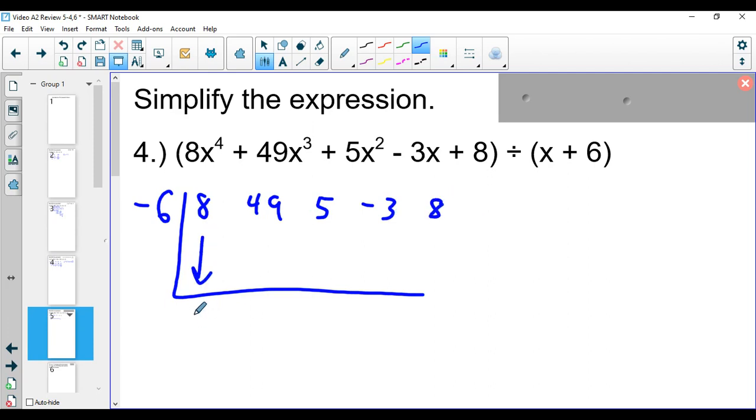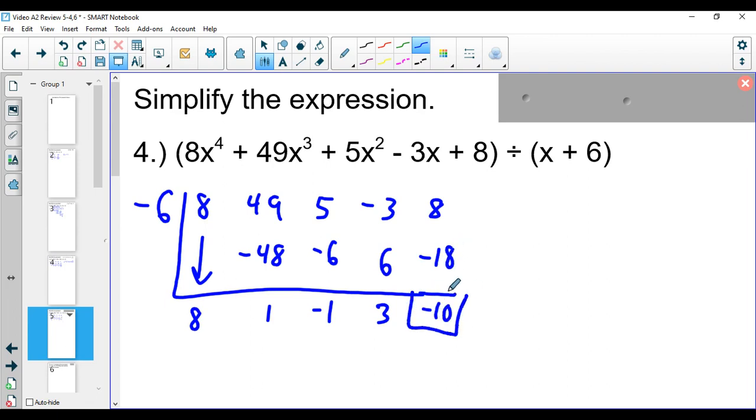Bring down the 8. So 8 comes down. Negative 6 times 8, that's a negative 48. Combine that, get a positive 1. Multiply, get a negative 6. Put them together, get a negative 1. Multiply, get a positive 6. Combine there, we get a positive 3. Multiply, and we get a negative 18. And looks like we're getting a remainder of 10.